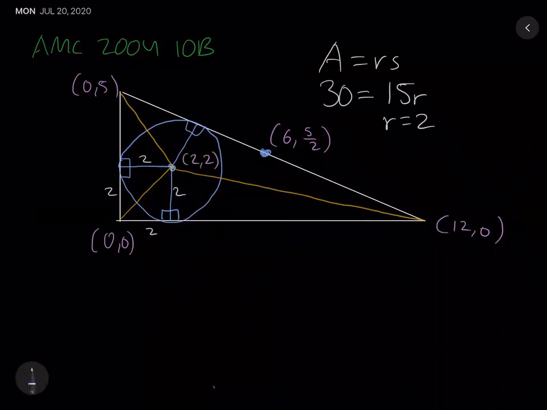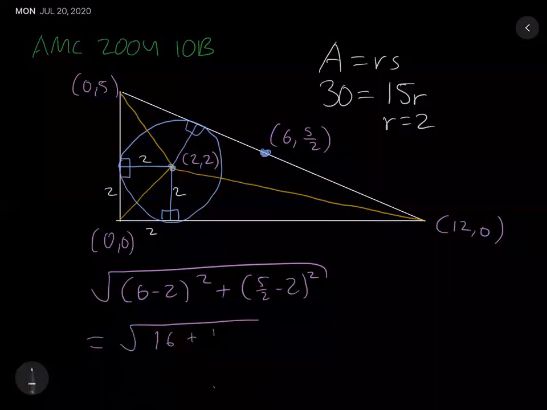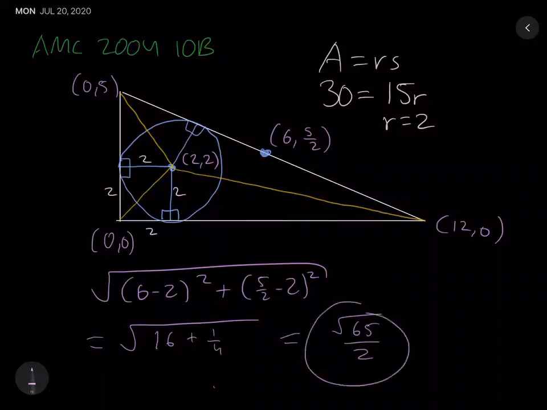We can use the distance formula. So the square root of 6 minus 2 squared plus 5 over 2 minus 2 squared is equal to the square root of 16 plus 1 over 4, which is equal to root 65 over 2. And there's your answer.